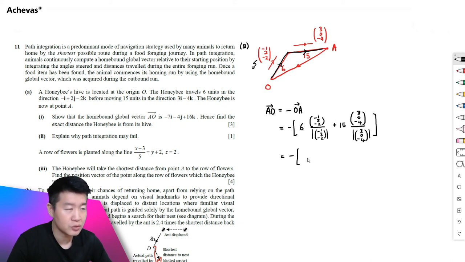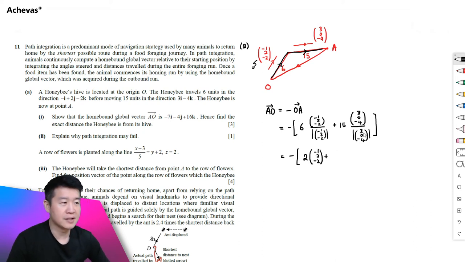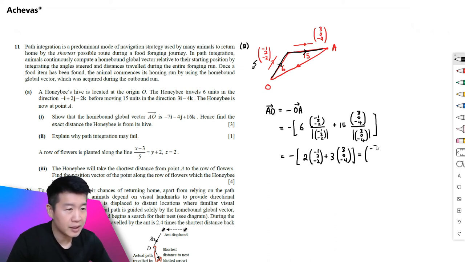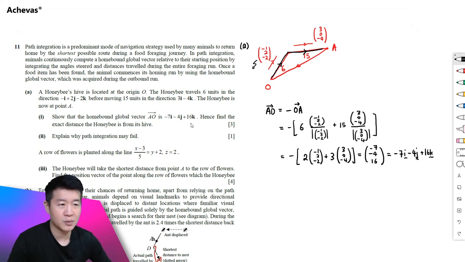3. So 6 divided by 3 is 2. 2 of minus 1, 2, minus 2, plus this is going to be 5, so I will have 15 divided by 5, which is 3, of 3, 0, minus 4. This will give me a vector minus 7, minus 4, 16. And this is minus 7i, minus 4j, plus 16k, okay, which is what the question wants me to show.